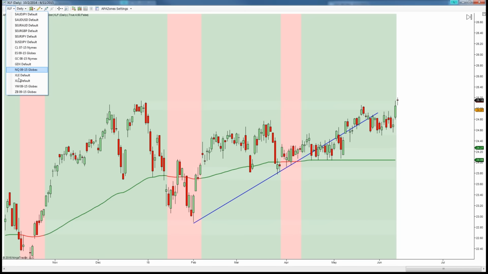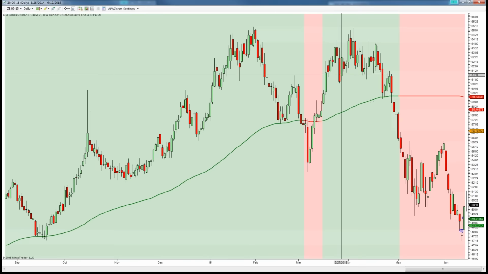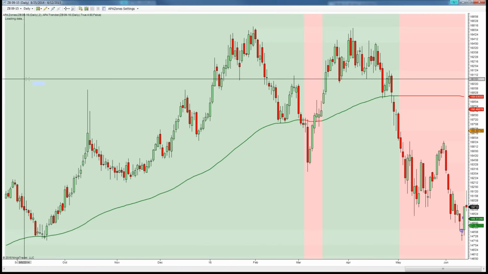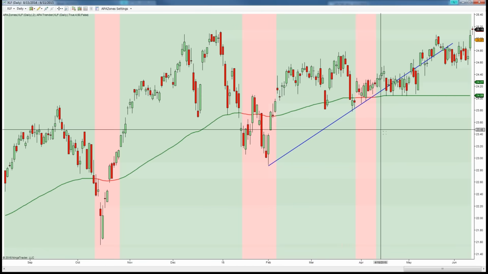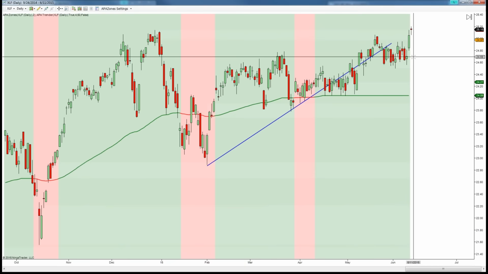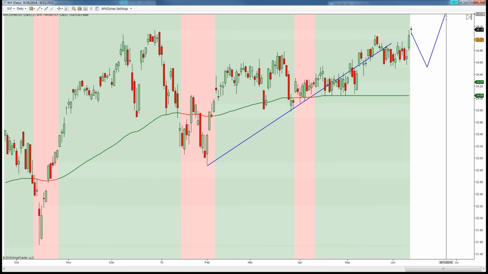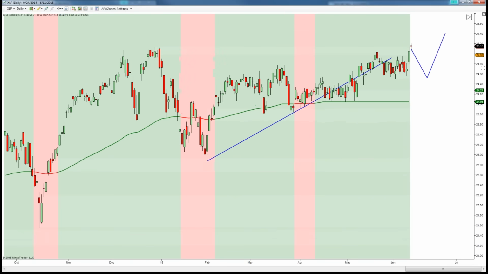All right, so let's go take a look at ZB here. Actually, you know what? I'm going to come back over to this one, and I'm just going to label it out for everybody. Now that we've made a new high, I would be looking to wait for a pullback and then take it even higher. That would be a cool idea there, I think.